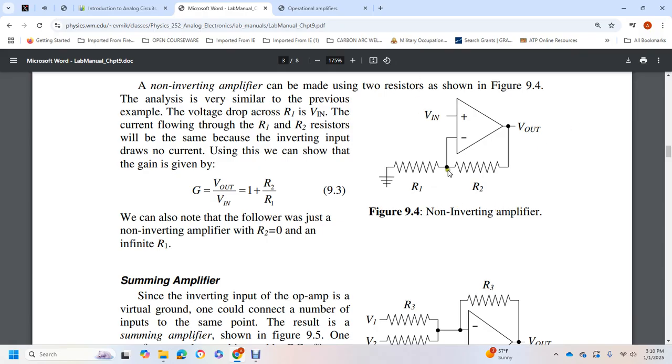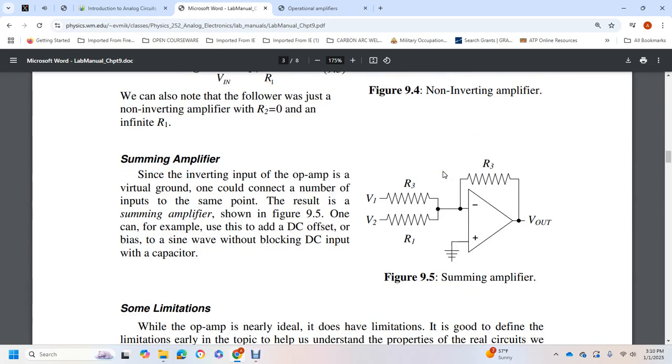Currents between resistor 1 and resistor 2 will be the same. Summing amplifier. Since the inverting input of the op amp is a virtual ground, one could connect a number of inputs at the same point. The result of the summing amplifier is shown in figure 9-5. One example use is adding a DC offset or bias to a wave, with blocking of the DC input by the capacitor.